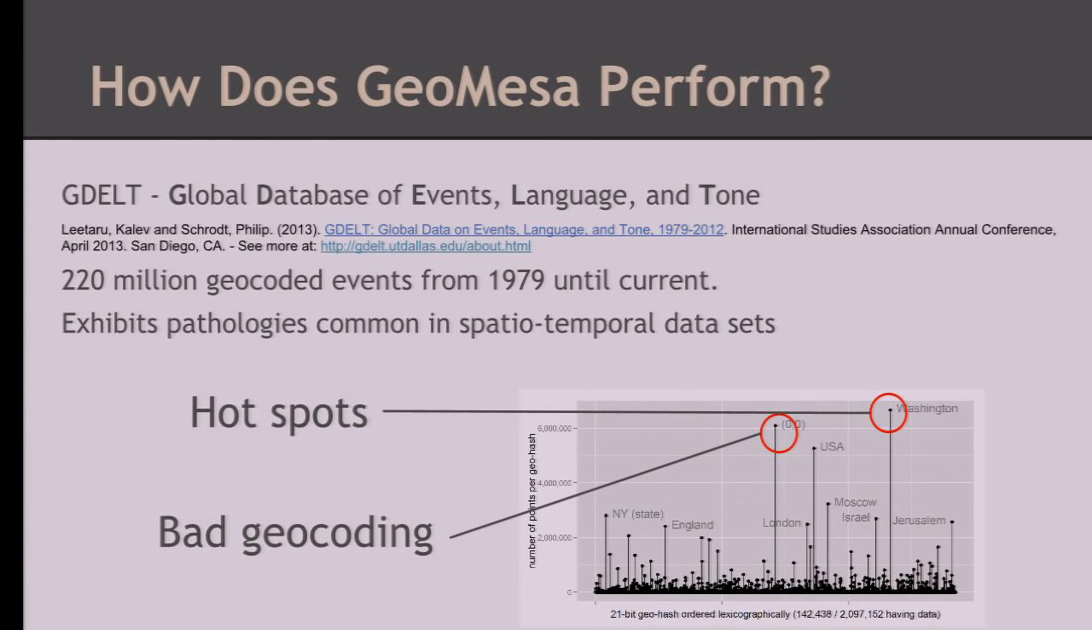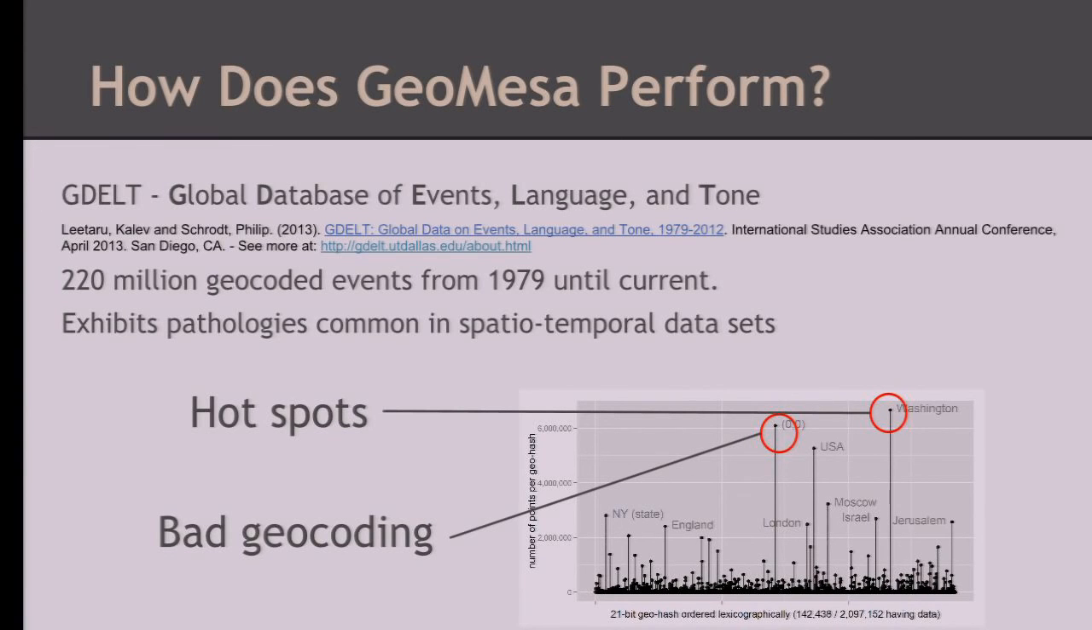It consists of 220 million geocoded events from many unstructured text sources, and it exhibits pathologies that are pretty common in spatio-temporal data sets. The first one is hotspotting. This chart shows on the x-axis the lexicographic geohashes across the entire world at 21 bits of resolution, and the density of events in the GDELT data set for each one of those geohashes, which again is a little rectangle. You can see that Washington has the highest number of events in its geohash.